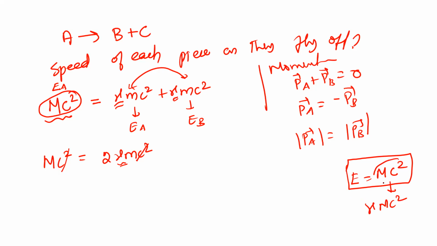So if the particle is at rest, it has energy mc square. If it's not at rest, if it's moving, it has an energy gamma mc square.